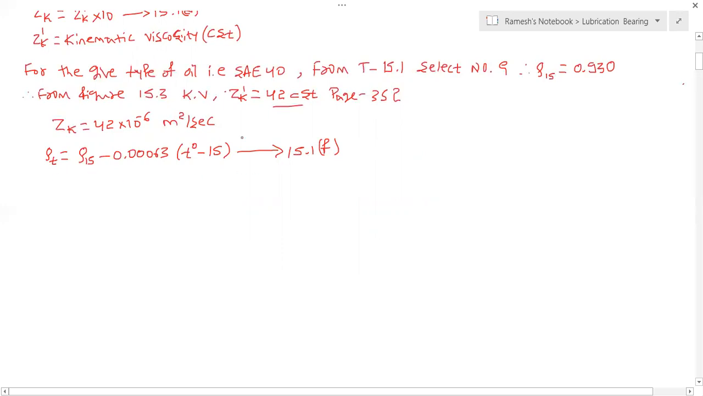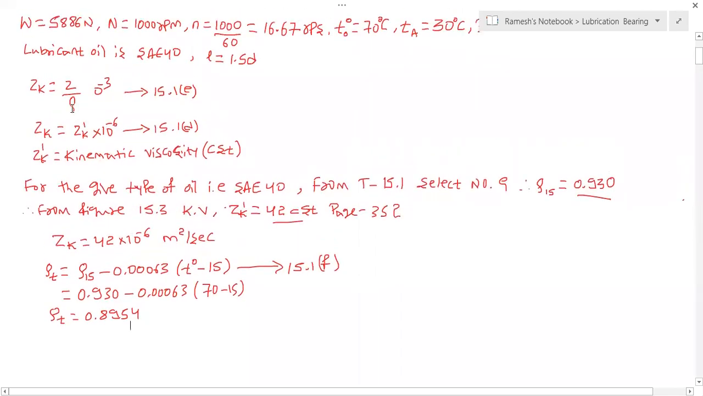Now substitute the specific gravity which you have taken from the table. It is 0.930 minus 0.00063 times operating temperature, which is given as 70, minus 15. From this, the specific gravity of the oil at the operating temperature, we get as 0.8954.